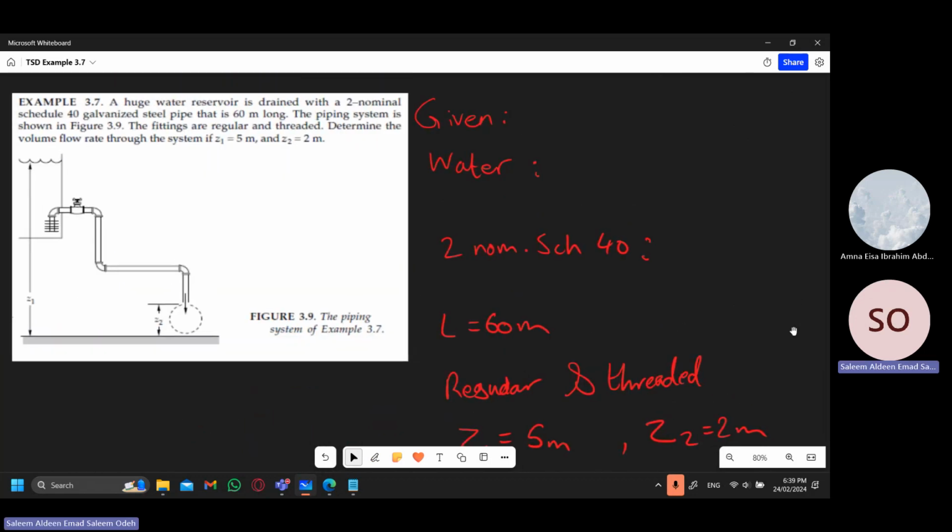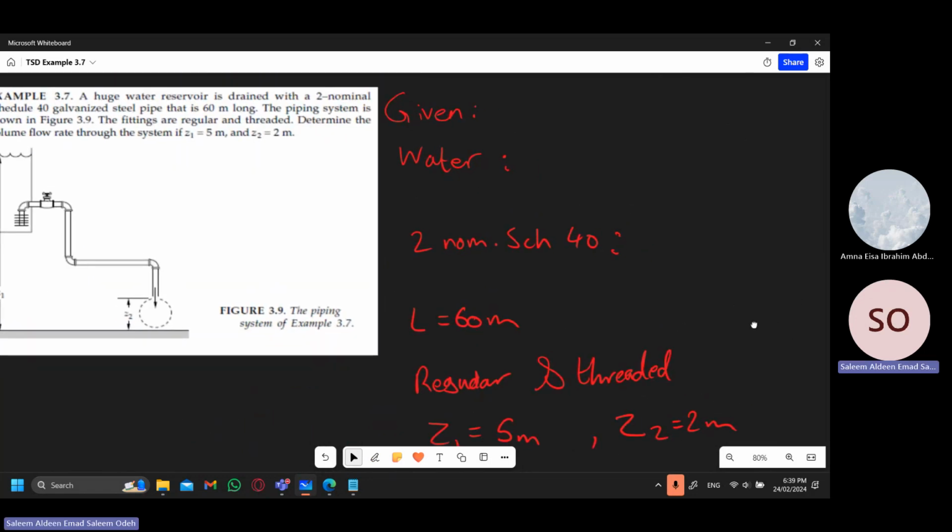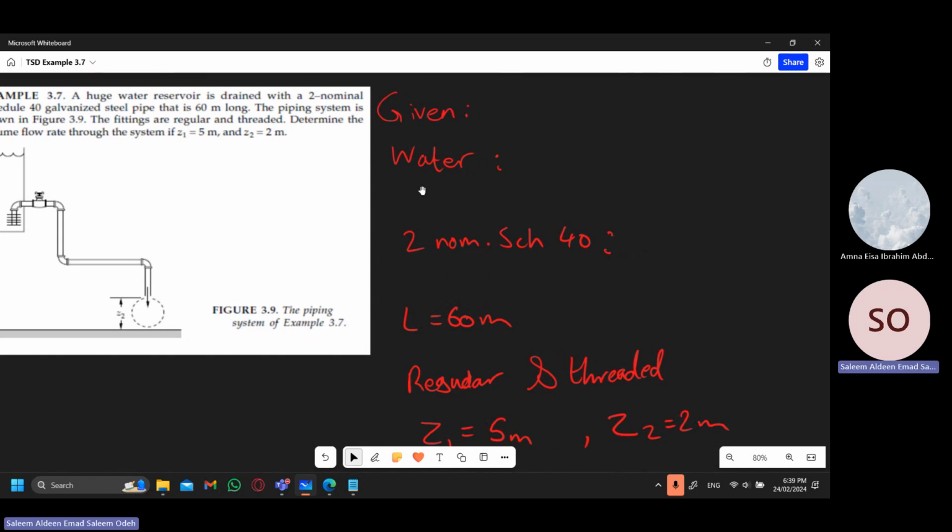The first thing we're going to do after we write down our givens is utilize all this information to get as much as we can from the tables. First off, let us start by finding the properties of water.